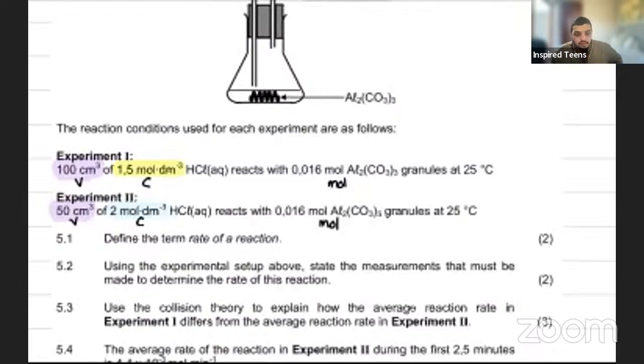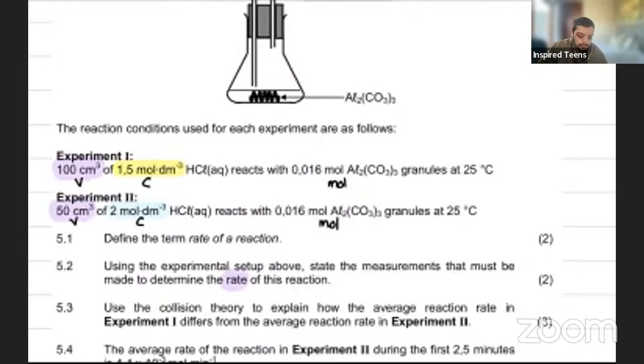Define the term rate of reaction: the change in concentration of products or reactants per unit time. Now, 5.2: using the experimental setup above, state the measurements that must be made in order to determine the rate of this reaction. Since it's a rate of reaction, one of the things that must be measured is definitely time. You need to measure time to see how long this reaction takes. That would give us the rate of the reaction.